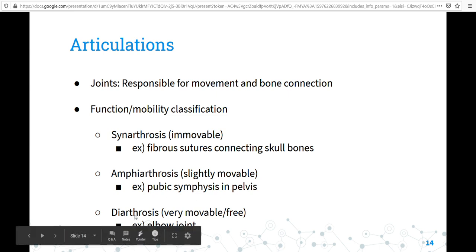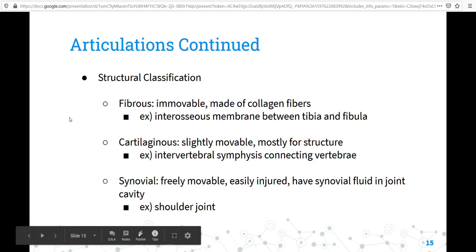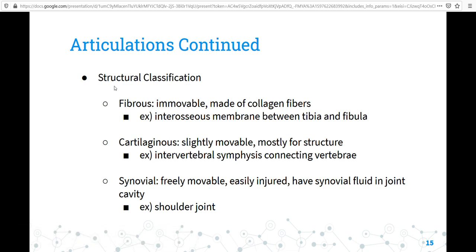And then lastly, we have a diarthrosis, which is a very movable or free joint. It's usually what you would think when you think of joints, and an example of this would be the elbow joint. Next, we can also classify articulations by their structure or what they're made up of. So firstly, we have fibrous joints, immovable, and they're made up of collagen fibers. An example of this would be the interosseous membrane between the tibia and the fibula.